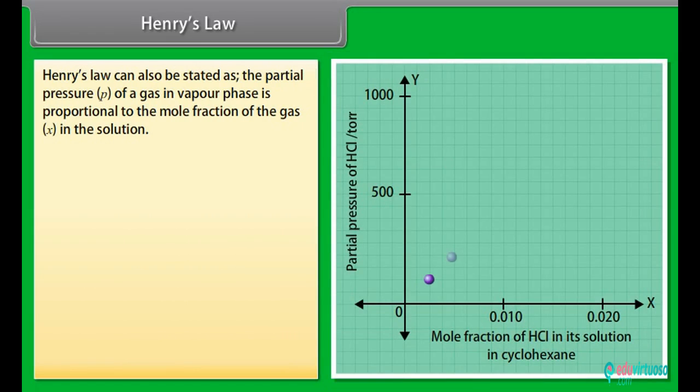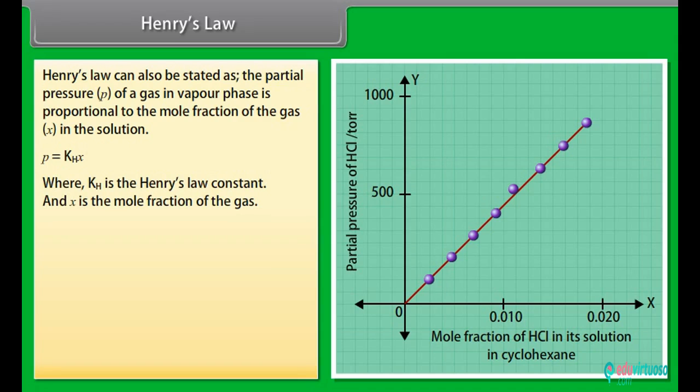Henry's law can also be stated as the partial pressure of a gas in vapor phase is proportional to the mole fraction of the gas in the solution. P = KH X, where KH is the Henry's law constant and X is the mole fraction of the gas.